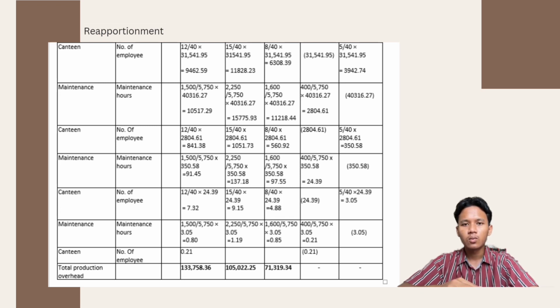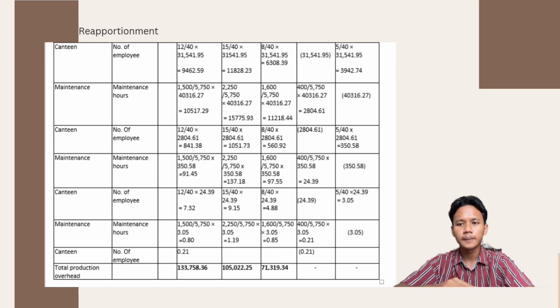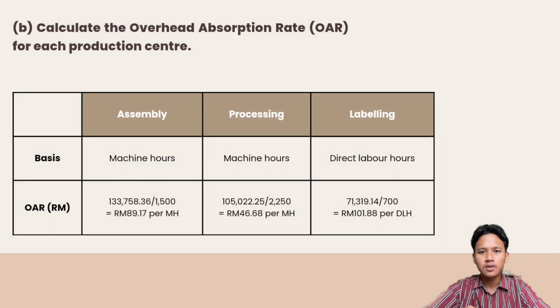For canteen, we use the number of employees, and for maintenance, we use maintenance hours. This calculation will repeat until the totals in the canteen and maintenance become empty. So the total production overhead for assembly is 133,758.36. For processing is 105,022.25, and for labeling is 71319.34.